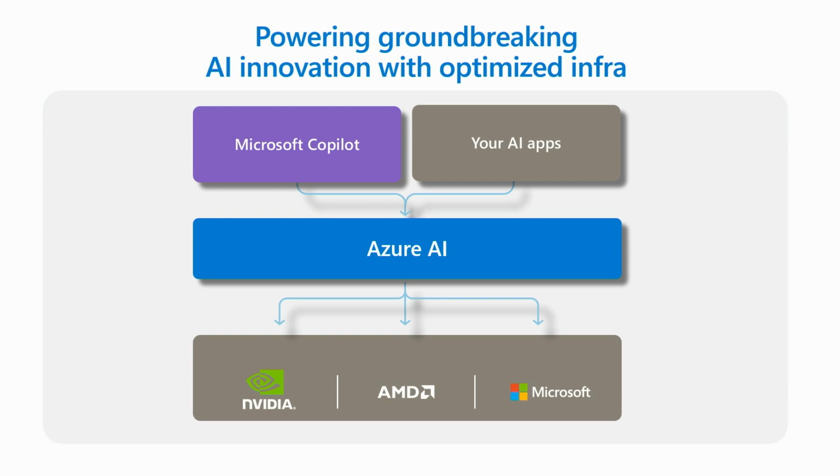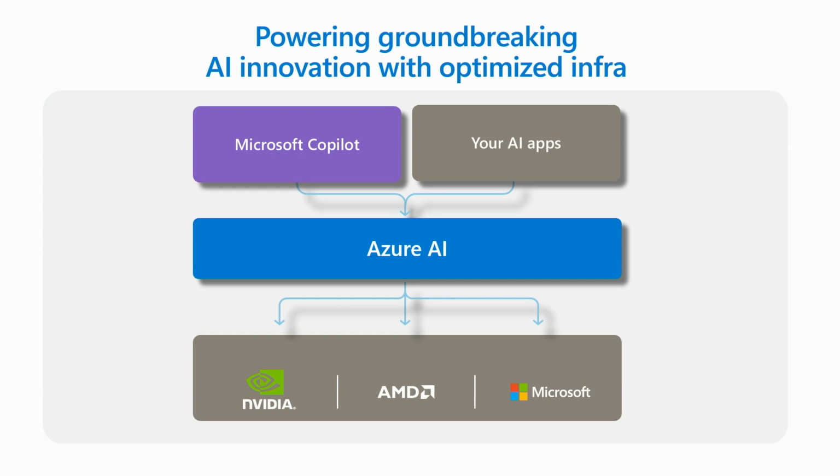One level below that, you have your NVIDIA GPUs, your AMD hardware, as well as our own Microsoft in-house hardware. We're developing our own chip, which maybe you guys have all heard of, but that is our own chip that's used for these kinds of workloads. On top of that, you see Microsoft Copilot, which is built on top of this, as well as your AI apps that you guys are all supporting.